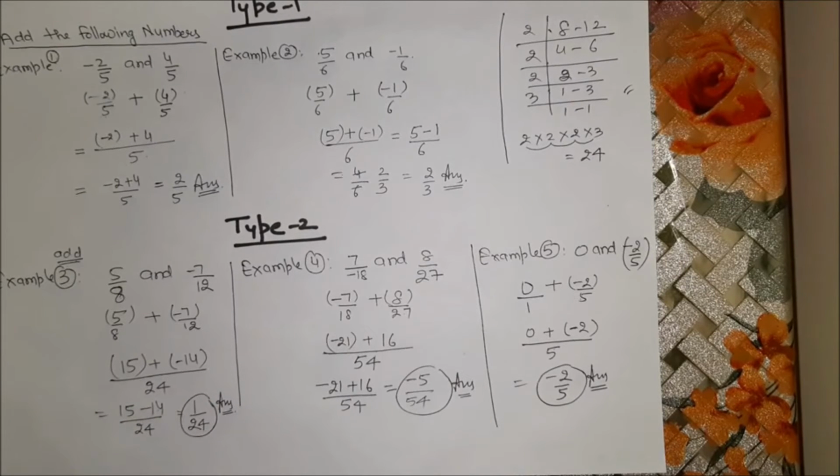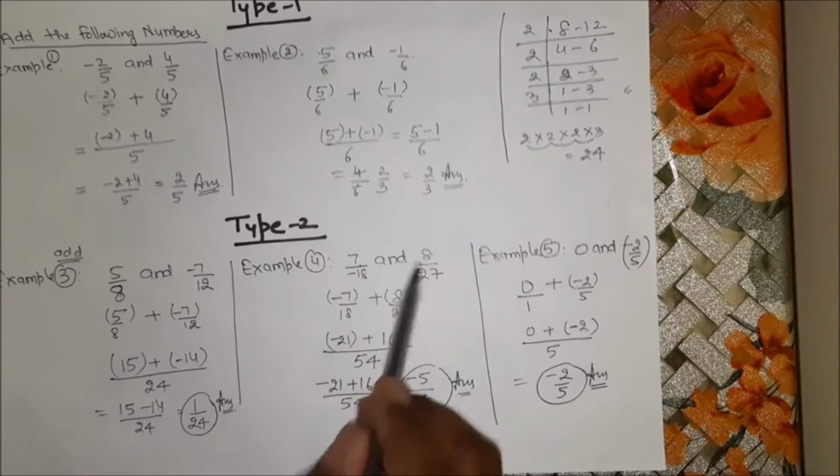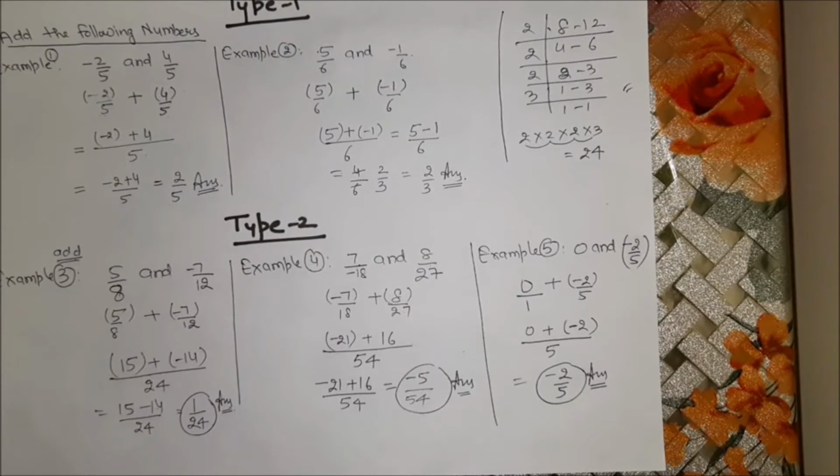What we will do if we have more than 2 terms, like here we have one rational number and another rational number? If we have more than 2, or we have to verify them, that we will discuss.